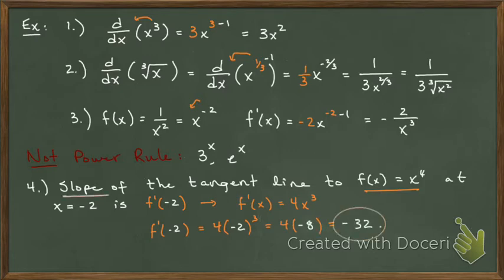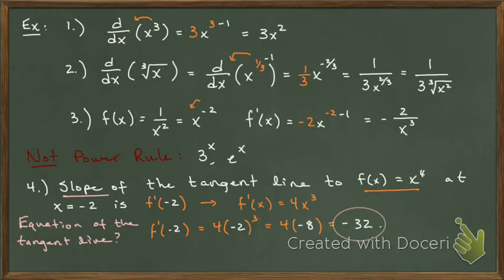That's my slope. What if I want the equation of the tangent line instead of just the slope? I want the slope, but also I want the line that has the slope and that passes and kind of touches my function when x equals minus 2.